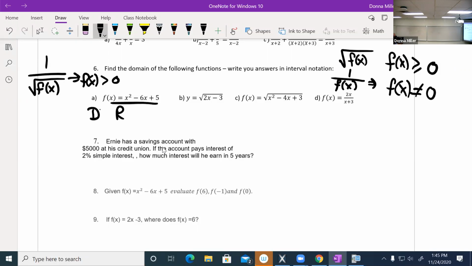All right, and I could write that with brackets as negative infinity to infinity in interval notation. That's how I could write that. So if it's not a fraction, it's not a square root, the domain is all reals. So I'm going to probably do each of these. So with a square root, I know that whatever's under there has to be greater than or equal to 0. So this is just me solving an inequality.